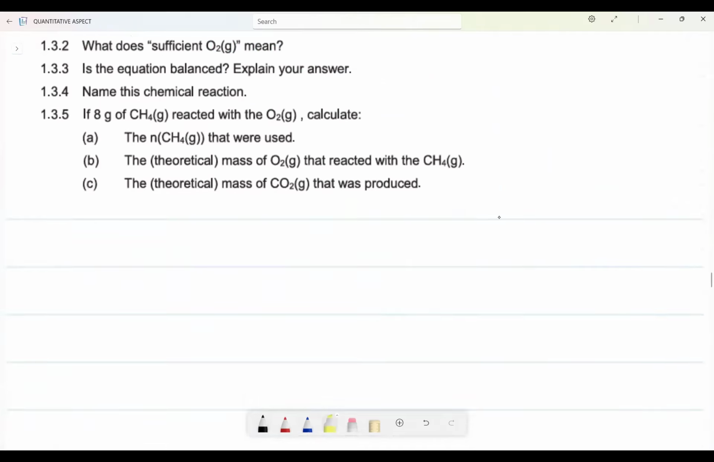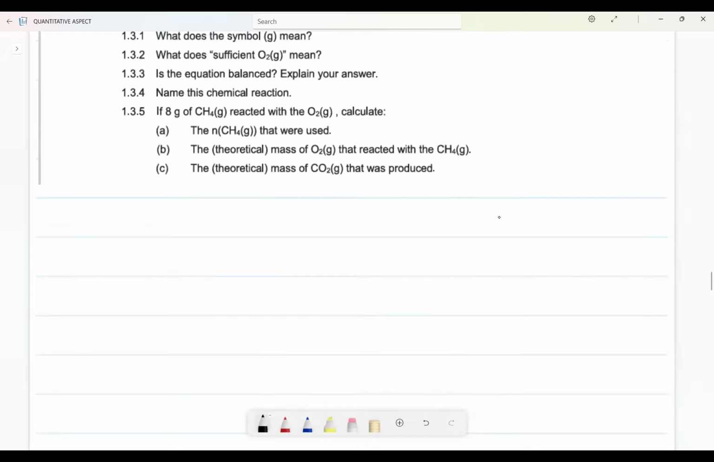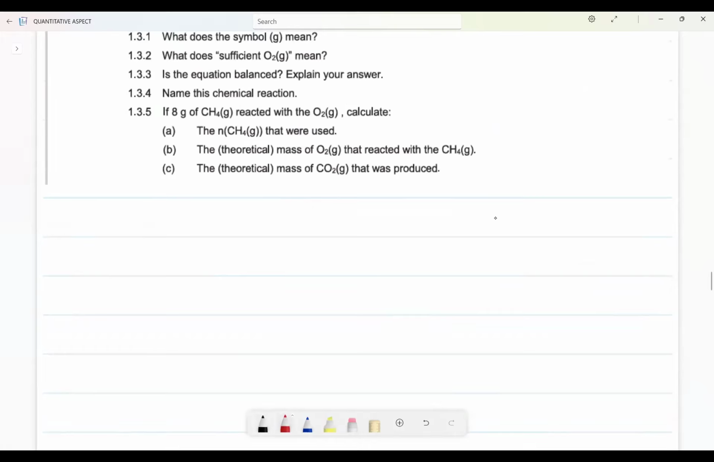Let's look at 1.3.5, what I want us to look at today in this video. It says now 8 grams of CH4 react with O2. Calculate the number of moles of CH4. CH4 is methane that was used. So the number of moles of methane that was used. We collect our data first. Remember, how do I collect my data? What do I have about CH4? They want me to calculate the number of moles of CH4. If they want me to calculate, I put a question mark.